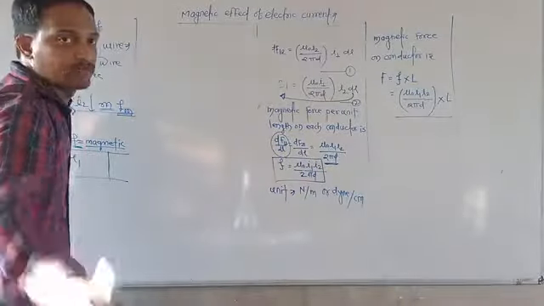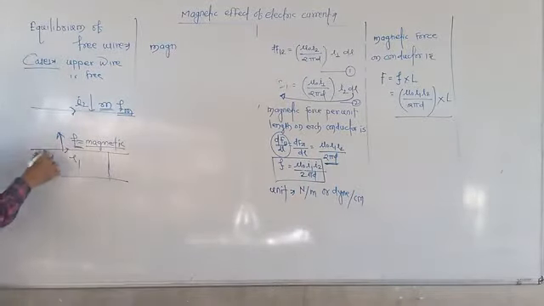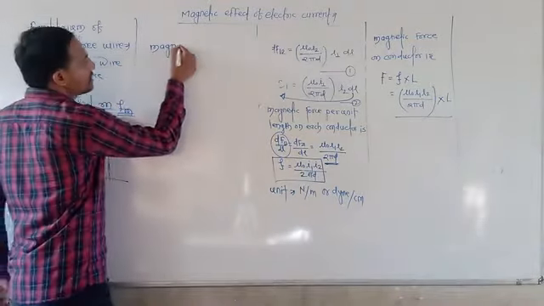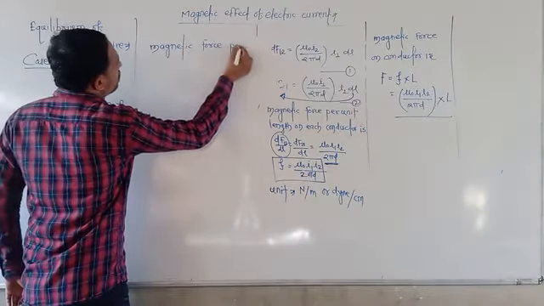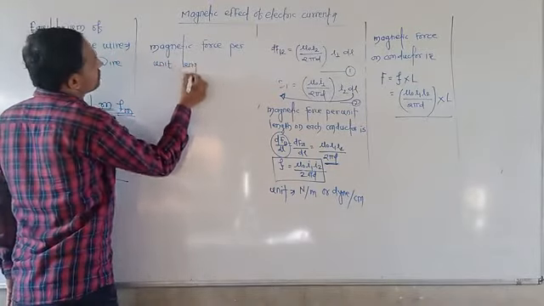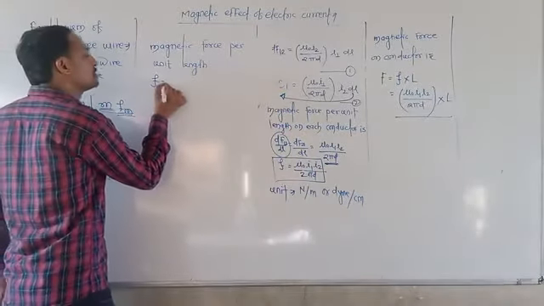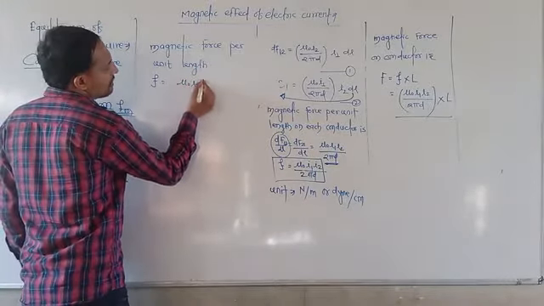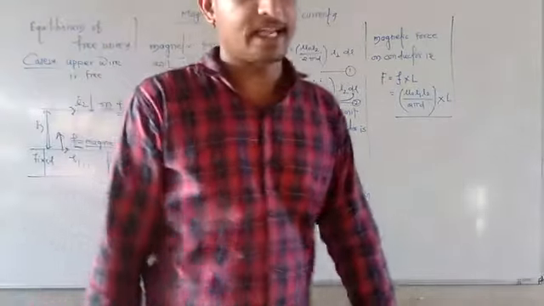So magnetic force per unit length, and the height between these two is h. So magnetic force per unit length is what? We know that F is equal to mu 0 I1 I2 upon 2 pi h. So this is the magnetic force.